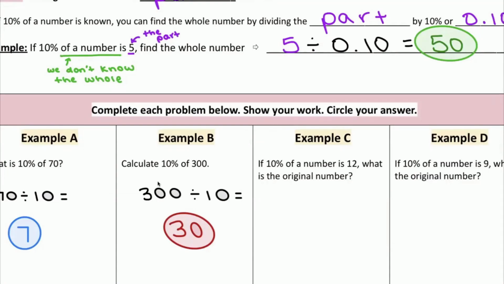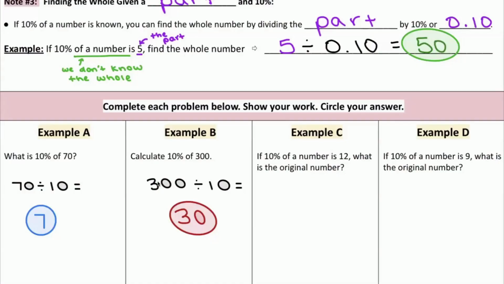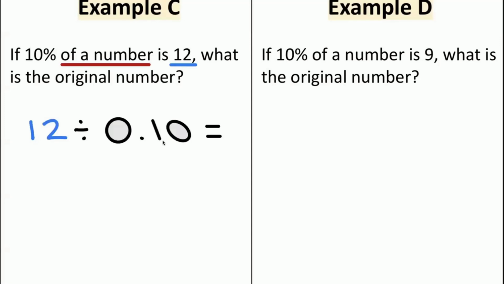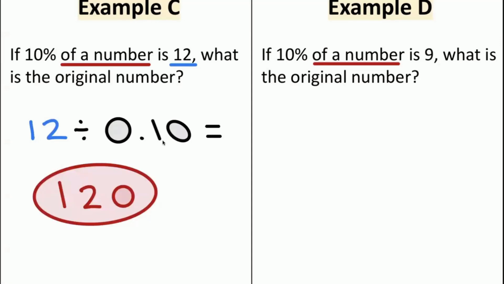Go ahead and try examples C and D, then come back to the video. Let's check our work for example C. If 10% of a number, so we don't know the whole, is 12, what's the original number? We'll take our part, 12, and divide it by 0.10, and we get our original number, or our whole, 120.